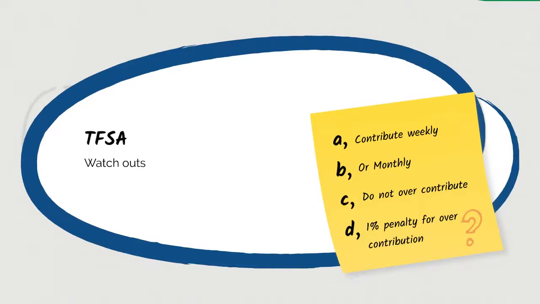There are some watch-outs with the TFSA. What I would suggest is you contribute on a weekly basis, which helps you with dollar cost averaging, which we'll talk about in another video. If you cannot do it weekly, perhaps do it on a monthly basis. And also, do not over contribute. There is a 1% penalty for each month that you go over in your contribution. That's something we'll look at in another video.